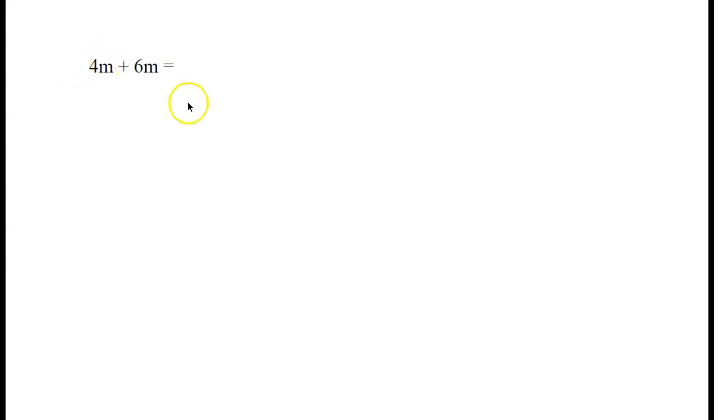So we know this one's fairly simple. You have 4 of these m's and you add 6 more m's. So 4m plus 6m is going to give us, boom, 10m. Awesome. So we just count them up, right? 1, 2, 3, 4, 5, 6, 7, 8, 9, 10. Done.